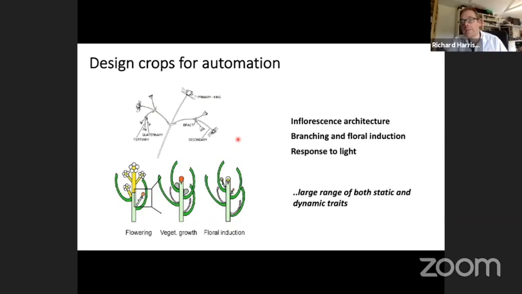If I was thinking about strawberry, the first thing I would focus on is the inflorescence architecture. You know, breeders have already done a lot to simplify. I think more could be done to make it more amenable to robotic harvesting. But there are any number of traits that you could think about, depending on the system that you choose, that you could select upon to really change the behavior of the plant to fit a robotic system.